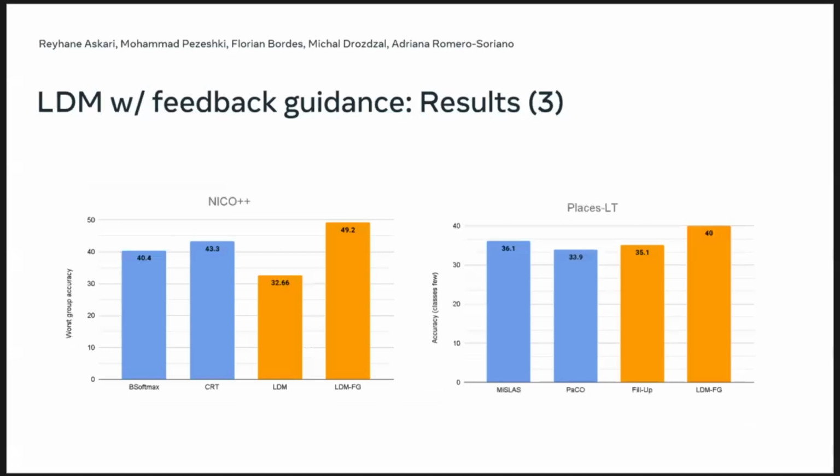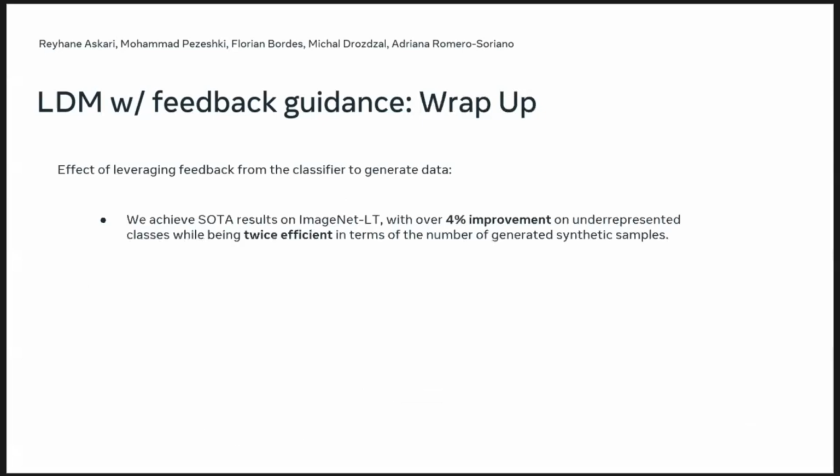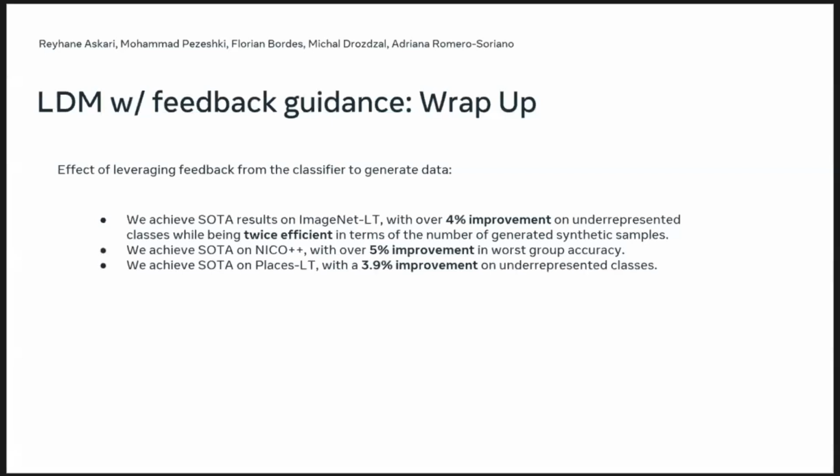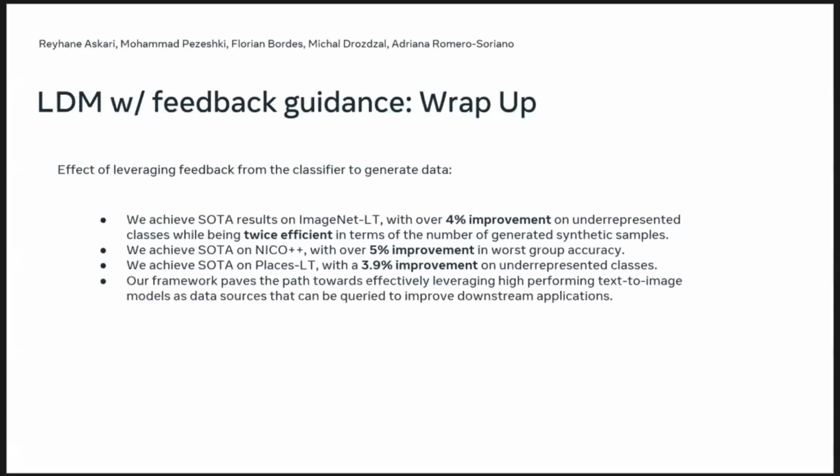I'll skip the additional results on the Nico++ and Places LT dataset, and I will wrap up this part of the talk. So what we have seen is that by leveraging the feedback guidance, we are able to boost the performance of our original classifier. This results in improvements of up to 4% on the represented classes in the ImageNet dataset. We have similar observations for the Nico++ dataset and for the Places LT dataset. Hopefully, our framework paves the road towards effectively leveraging these high-performance text-to-image models as data sources that can be queried for downstream applications.